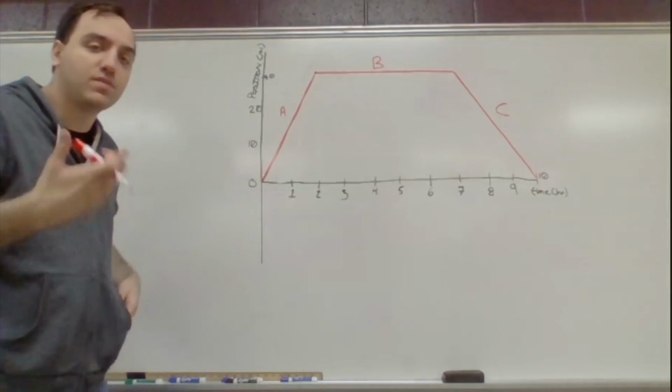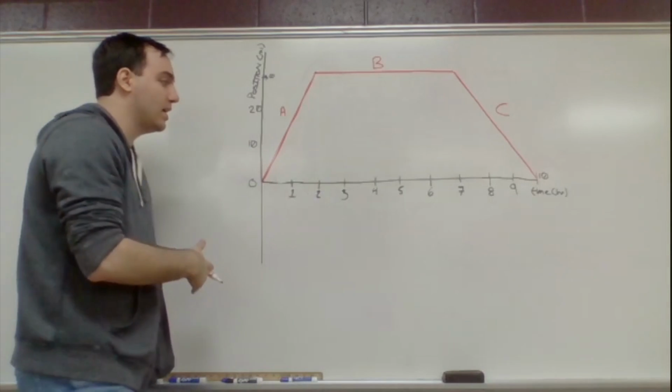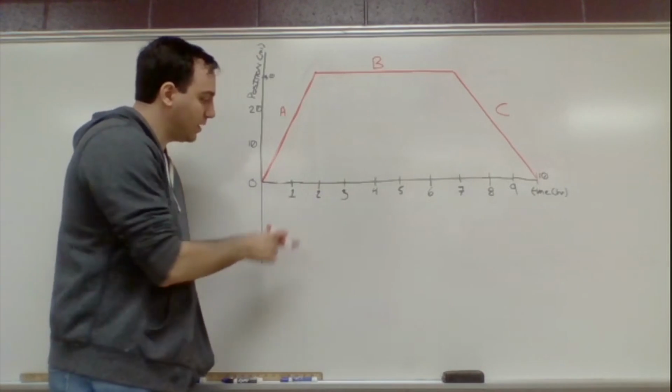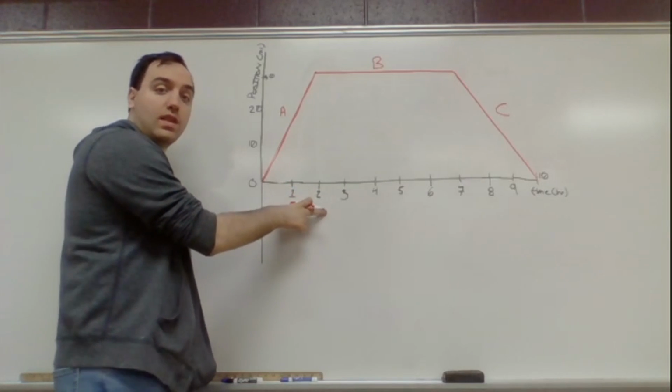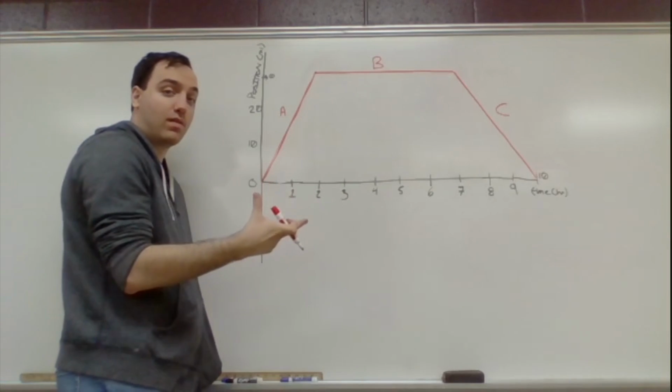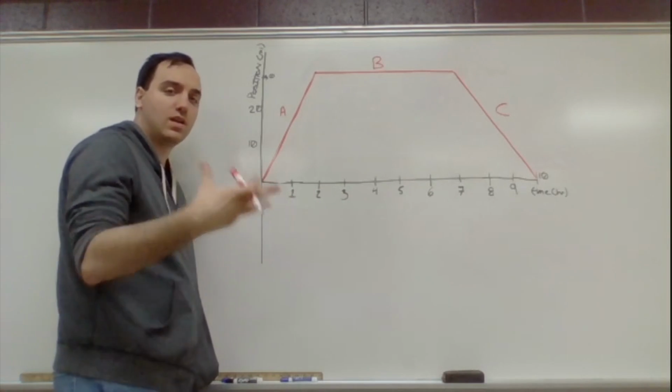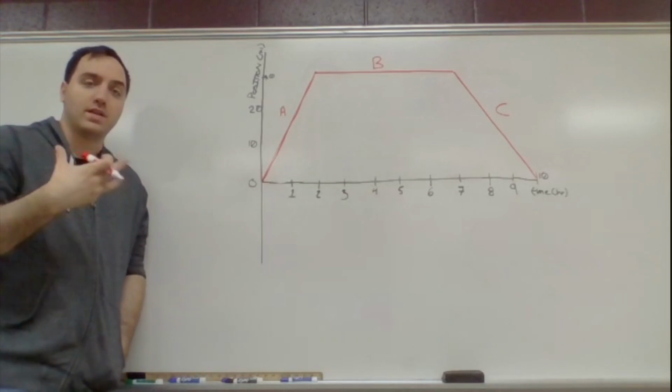So how long did it take me to get to school? Well, how long is A? How many hours is A? Well, we can look at A. Okay, it's 0 to 2. The difference in time is 2 hours. Simple, easy stuff. But let's talk about my displacement.